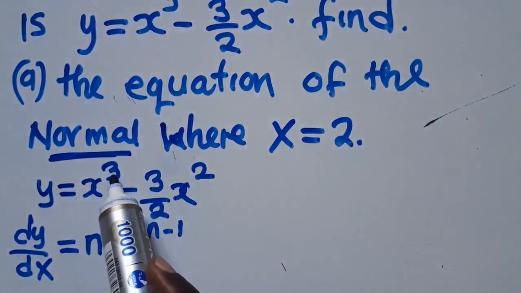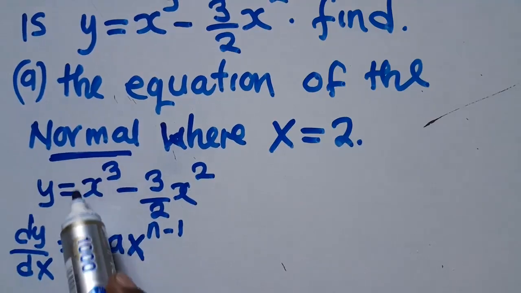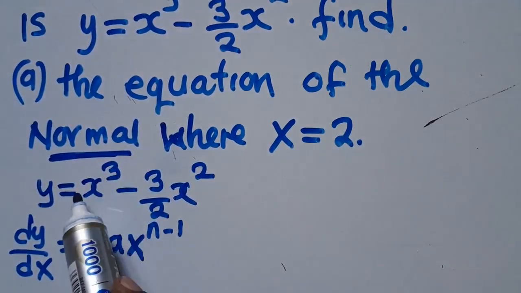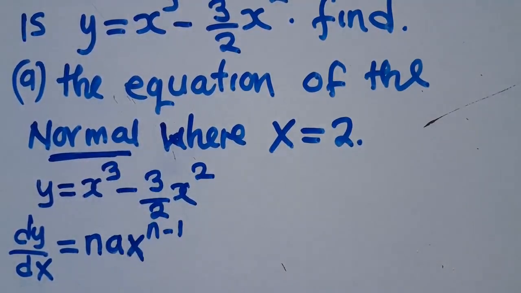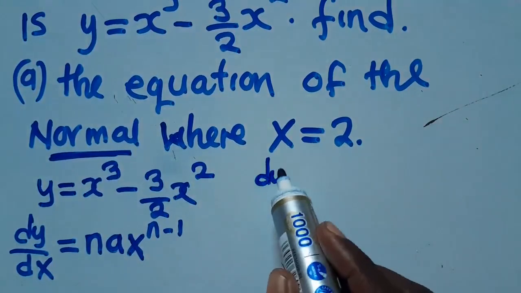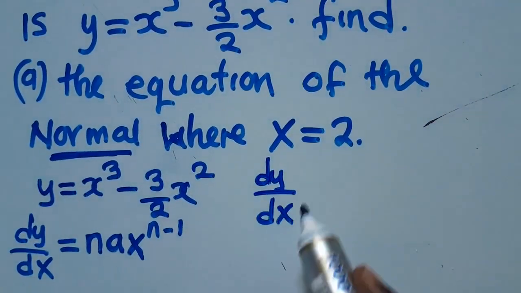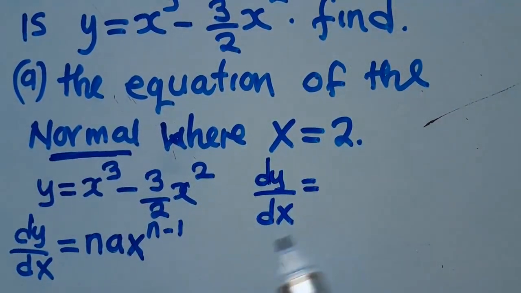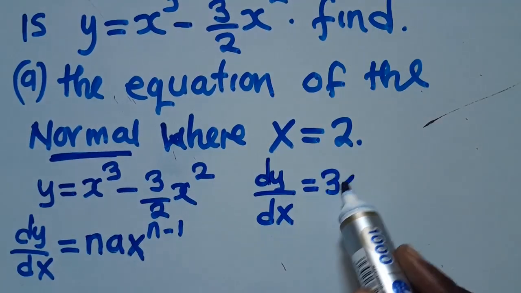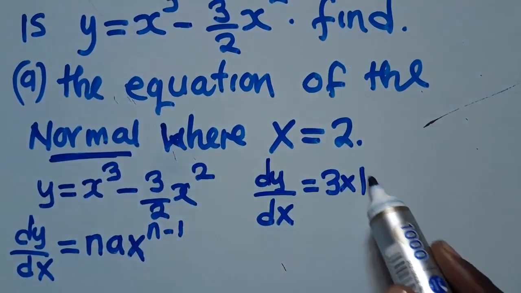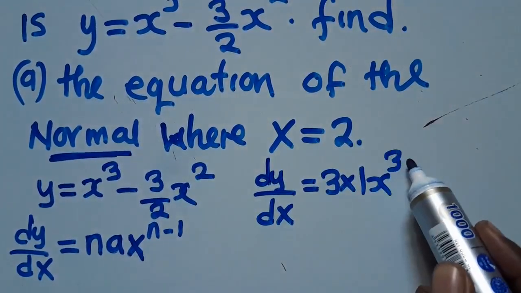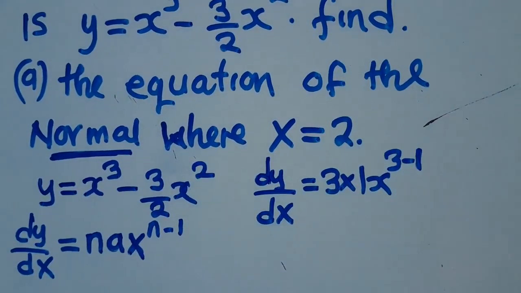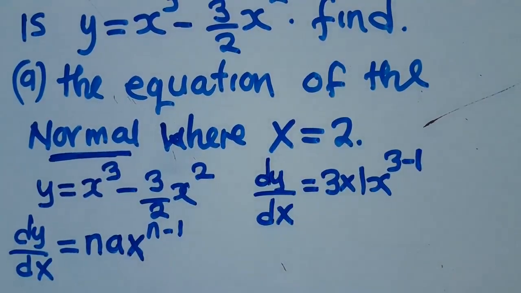So you'll be saying 3 times 1, here the coefficient is 1. 3 times 1, then x, then the power, you remove 1. This is what you are going to be doing. So you say dy dx is equal to 3 times what? Times 1. Then you write the x like that. X is to the power 3. You say minus what? Minus 1. This is what you'll be doing.